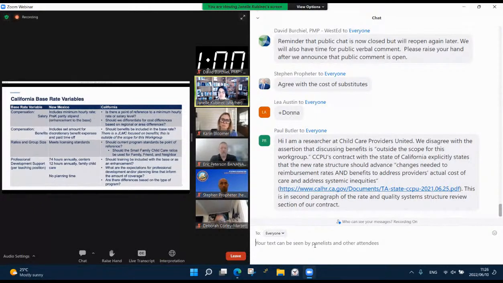And benefits, broad agreement, we want to see this built in. We know there's another group working on it. This would be some endorsement for the other group coming up with some solutions. Then with regard to ratios and group size, the idea here is we have current program standards. Those need to be recognized as we work on what the base rate should be.